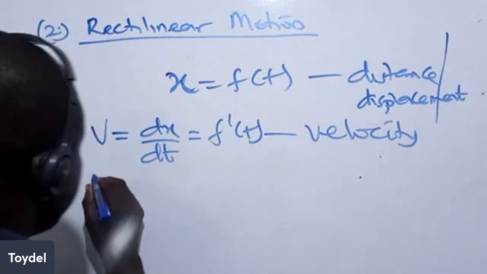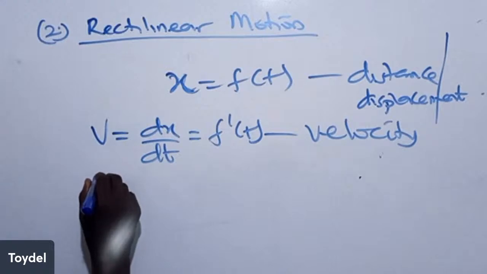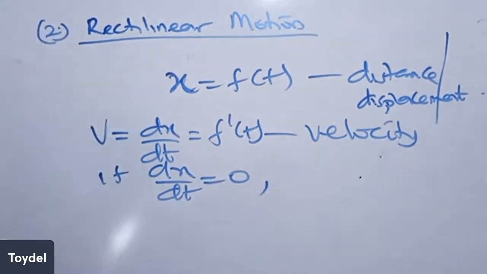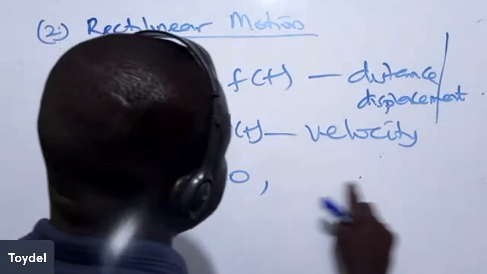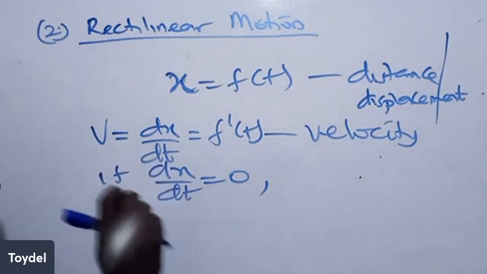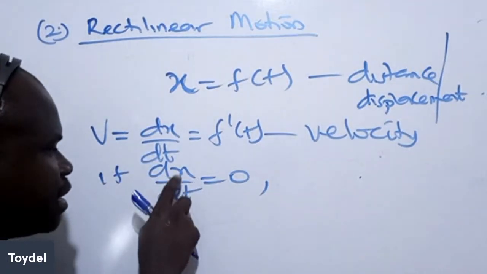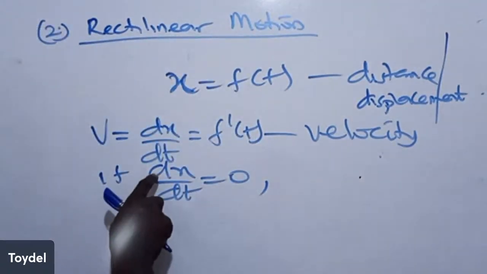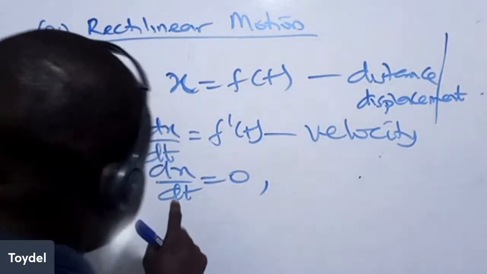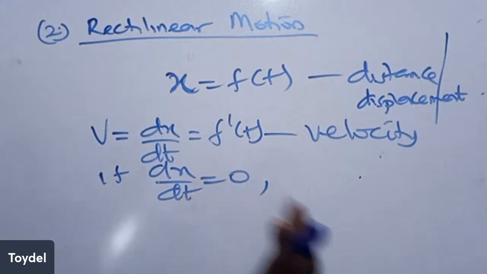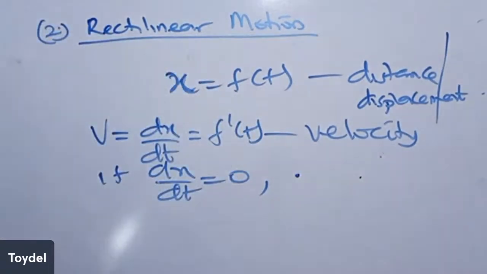Before I continue, please note that if dx/dt is equal to 0, that is, if the velocity is equal to 0, the particle is momentarily at rest. That is, when the particle is at rest at a point, the velocity will be equal to 0. So please let's note that.